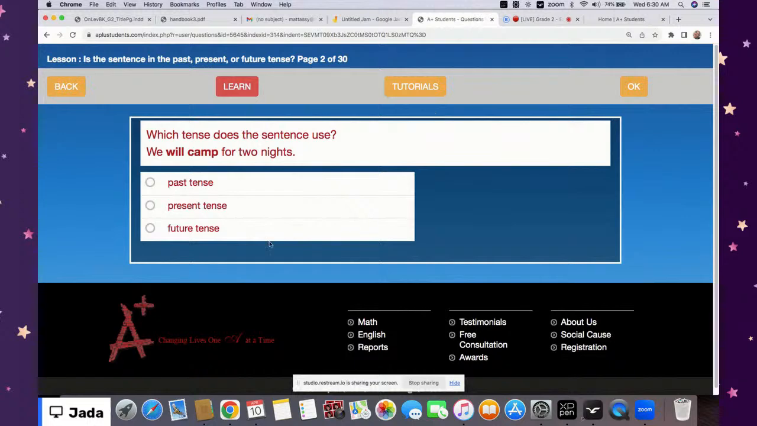Future, good job. Okay, his dog chased the chipmunk up a tree. So chased is in ed. Is it past tense, present tense, or future tense? Which one of the above?